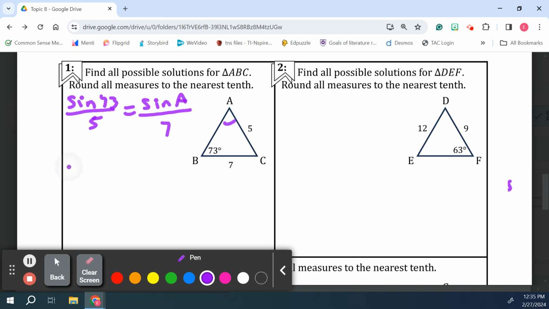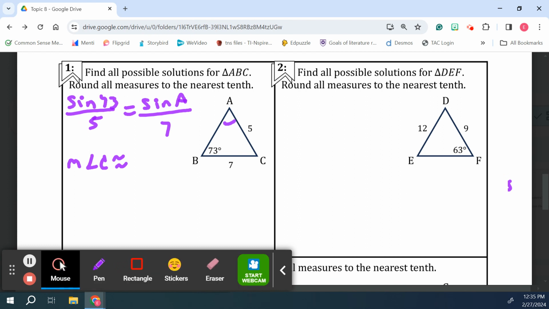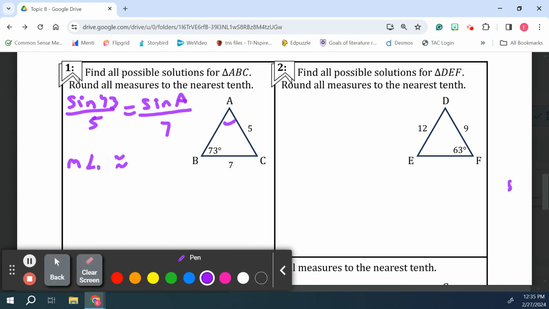So someone tell me, I want you guys to solve for this. The measure of angle A is about equal to what? And it does say to the nearest tenth. Find the measure. I'm sorry, angle A. Sorry, I looked at the wrong one. Thank you. Angle A. You're going to get something funky. It's okay.